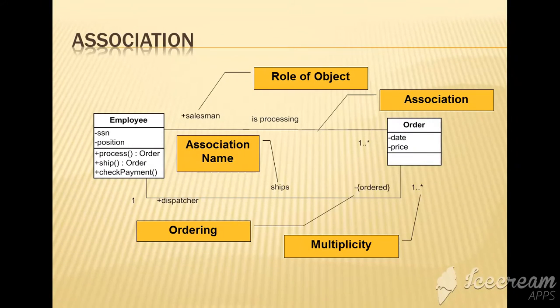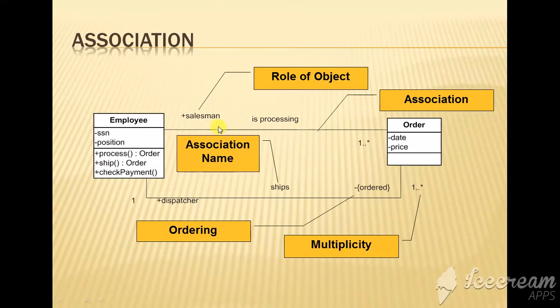So this is association, where you can see the employee has an association with the order. How does he ship the order to the customer? We have the role of the object, that is, salesman is a role for that employee. He is processing the order, shipping the order. Processing is nothing but receiving the order, dispatching the order, and doing the ordering. And this is the multiplicity which you might have seen in the last lectures also. One to many, one to many. This is the association, the employee's association with the order. So this is the association relationship that is given.